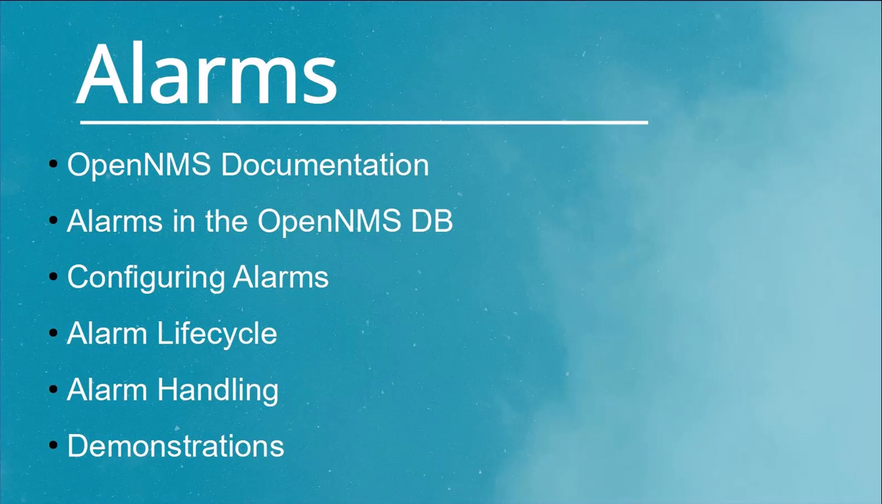Welcome to Module 5, OpenNMS Alarms. This module will cover OpenNMS Alarms-related documentation, how alarm information is kept in the OpenNMS database, how to configure alarms, the alarms lifecycle, and handling alarms, with demonstrations scattered throughout the module. Note, throughout this module, all demonstrations have been rehearsed, and GUI or DB artifacts may remain.